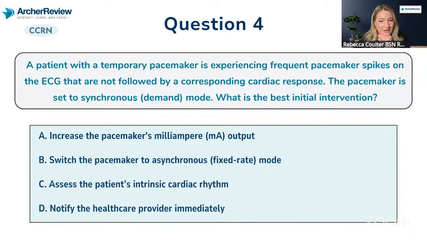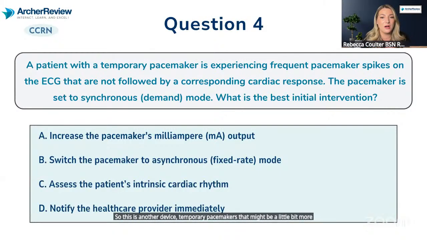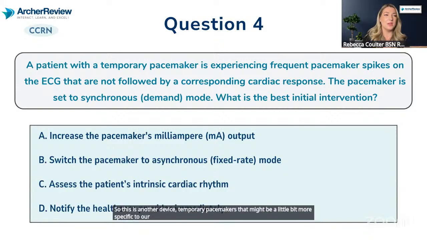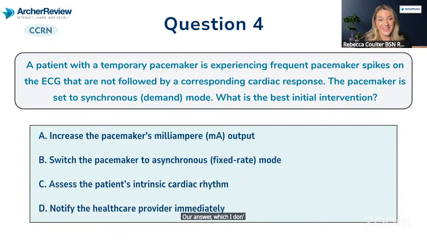And I see where everyone is coming from, seeing answers all over the board. So this is another device, temporary pacemakers, that might be a little bit more specific to our cardiac ICUs, but again, we can see them everywhere. So the test plan is going to ask about them. Our answer, which I don't think I saw the most of, which is, again, always a good thing in a way, because that means we've got lots to talk about.